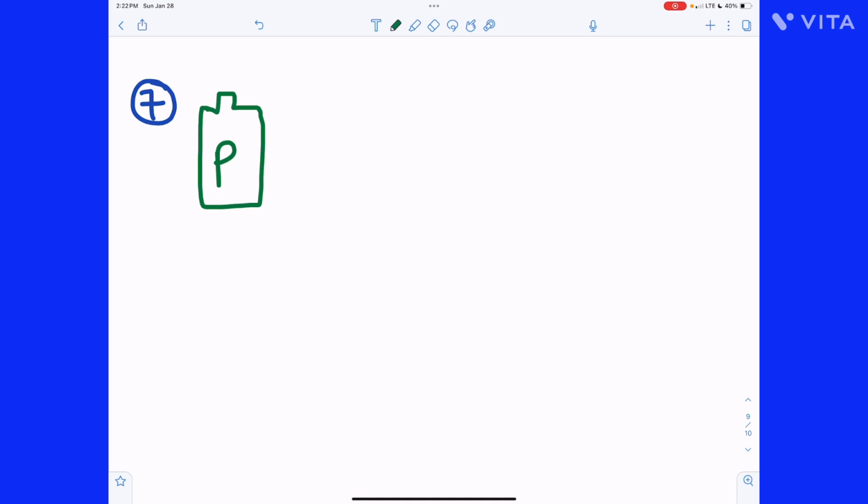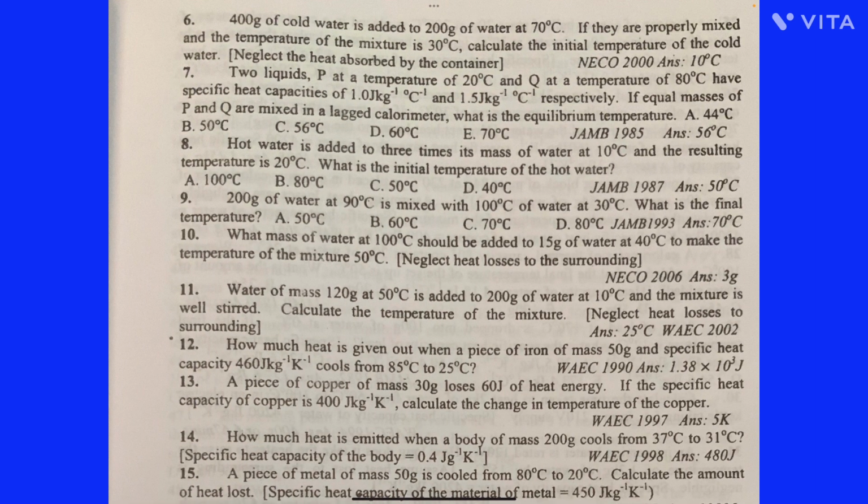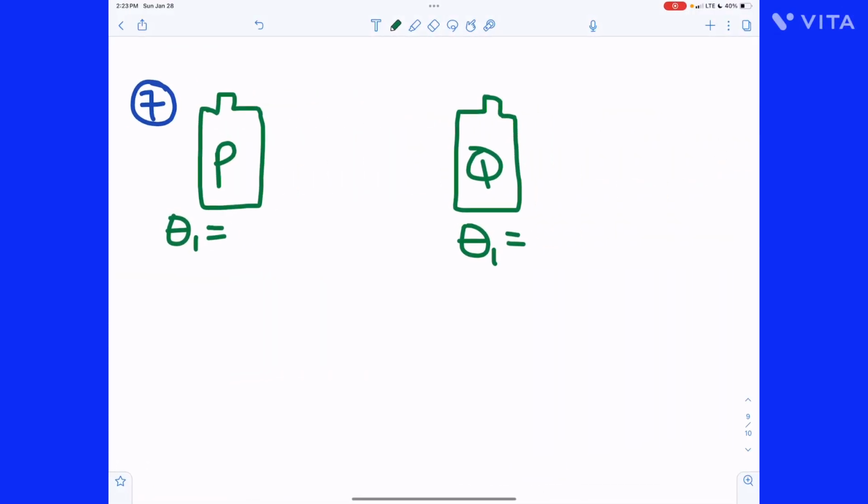Liquid P is here. Initial temperature, we will write it down. Then liquid Q is here. Initial temperature, we write it down. What's the initial temperature of liquid P? 20 degrees Celsius and Q 80. Initial temperature of Q, 80 degrees Celsius. Initial temperature of P, 20 degrees Celsius.